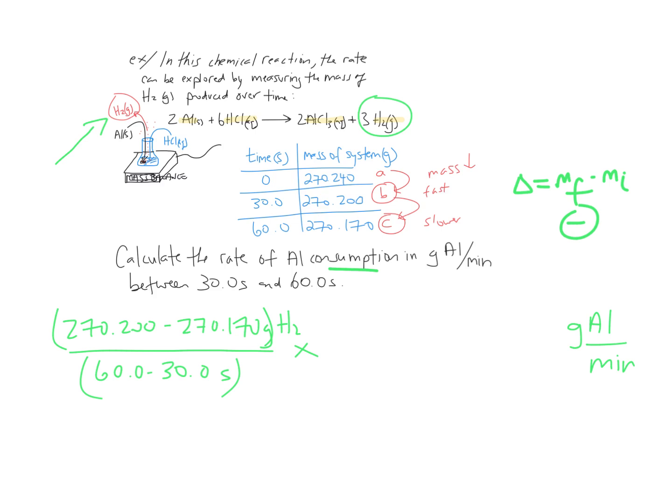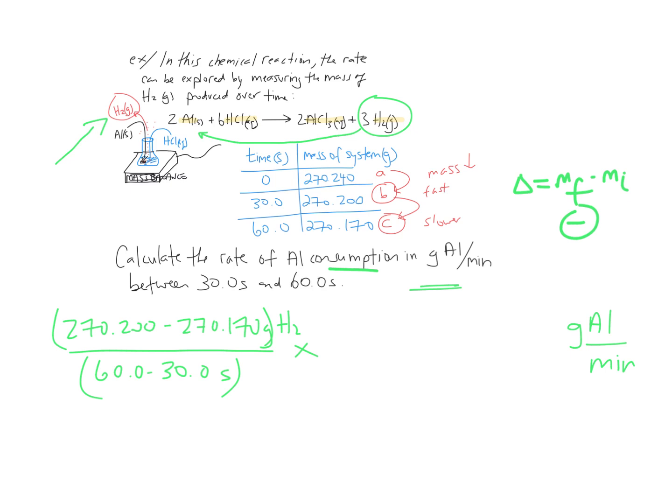What we really are aiming at, though, is aluminum. We need to aim at grams of aluminum consumed. So how do we convert from hydrogen back to the reagent of aluminum? Any time you need to make that translation, reagent to reagent, reagent to product, product to product, product to reactant, you have to use moles.